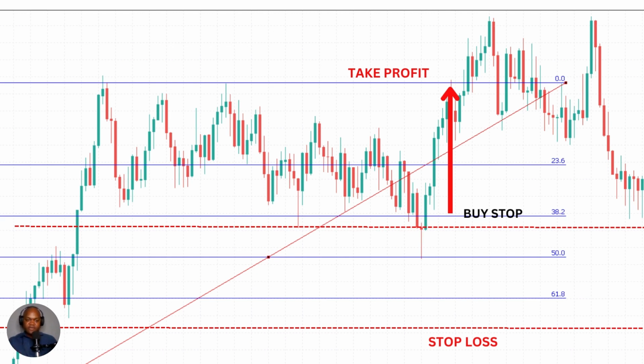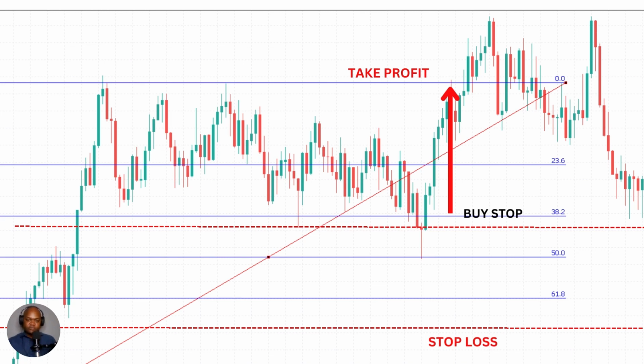So making use of the Fibonacci retracement levels, these 3 levels, we'll ignore the 23.6. We'll only make use of the 38.2, the 50.0, and the 61.8. Those are the most important strong support levels that we'll make use of. So you wait for the price to give you a rejection on those levels.